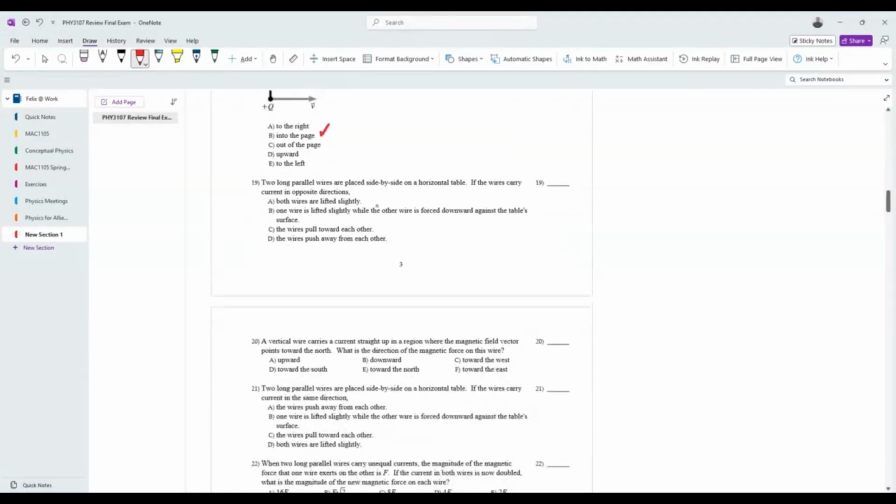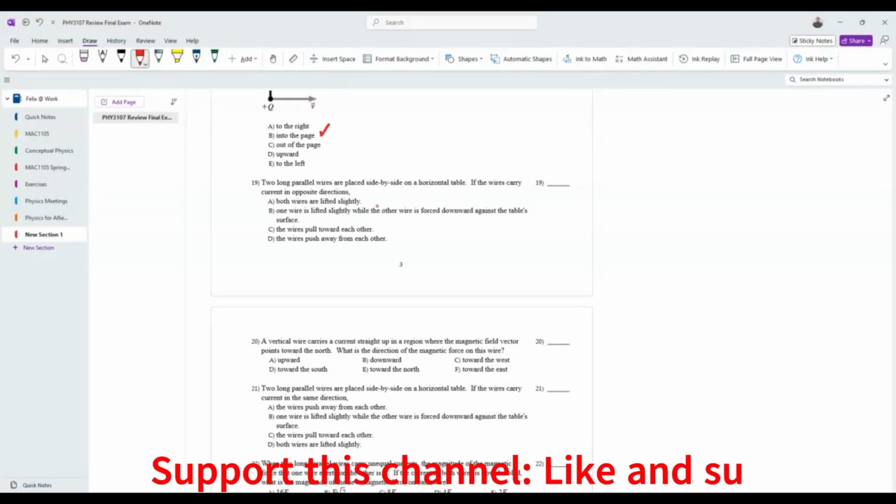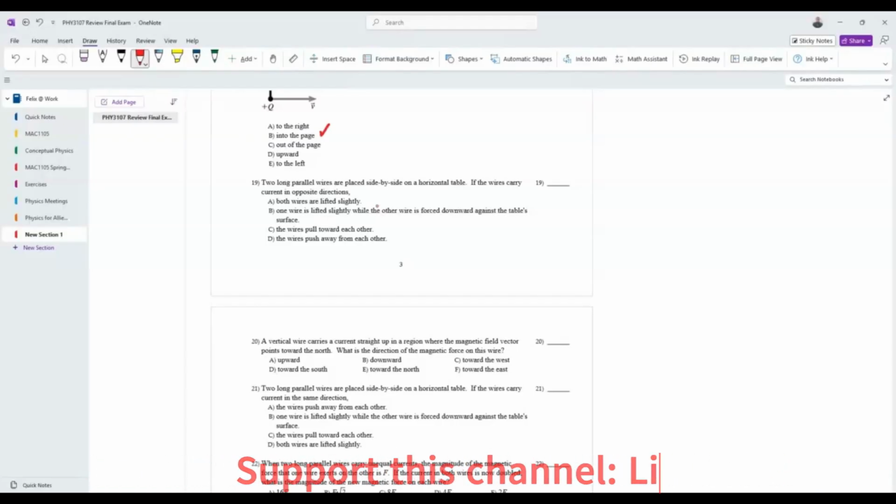Next question. They say 2 long parallel wires are placed side by side on a horizontal table. If the wires carry current in opposite directions, then they give us several options. Both wires are lifted. One wire is lifted while the other wire is forced downward against the table surface. The wires pull toward each other. The wires push away from each other. So let's analyze together what happens when you have wires with currents in opposite directions.